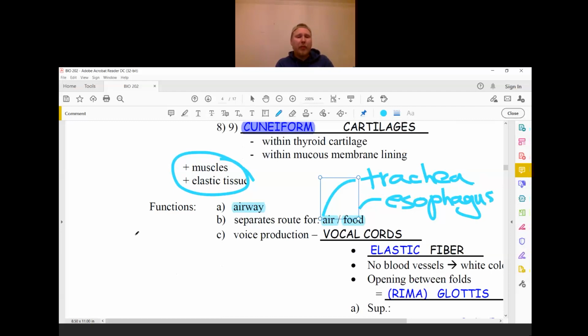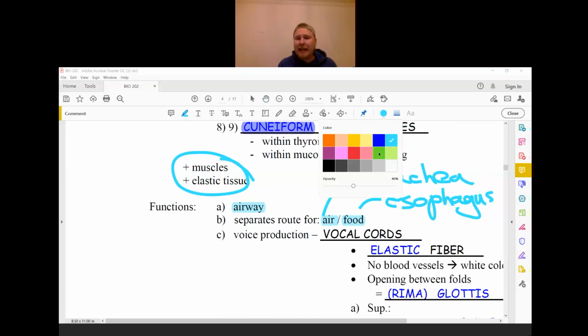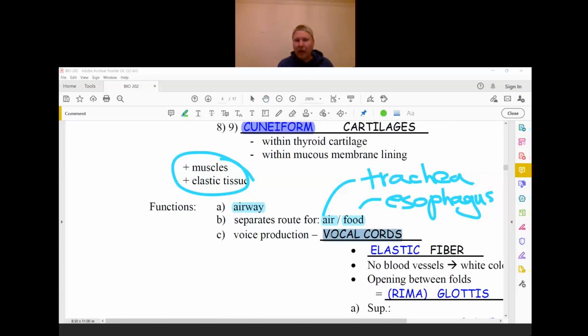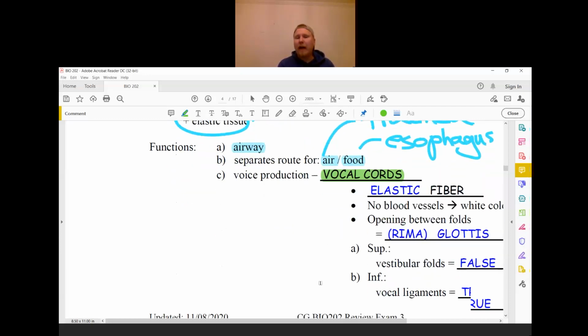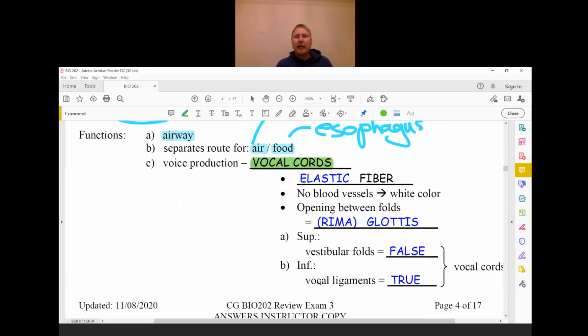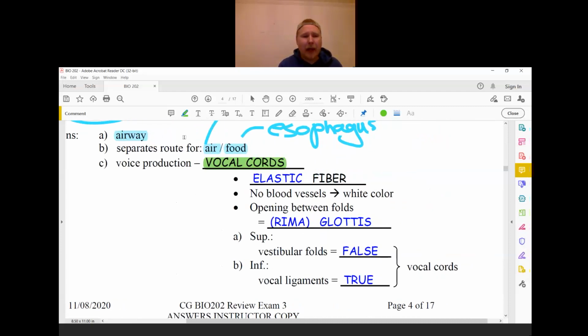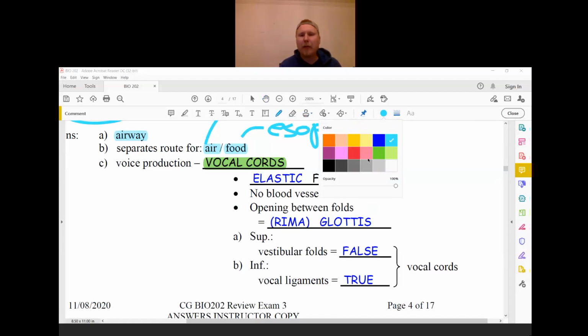Probably another really important function that I want to highlight here is arising from the fact that this is where the vocal cords are housed. So for the production of our voice. And let's add a little bit of detail about what we can know about the vocal cords. And we're going to do another simple diagram, kind of map a couple of things that we're familiar with and a couple of new things.